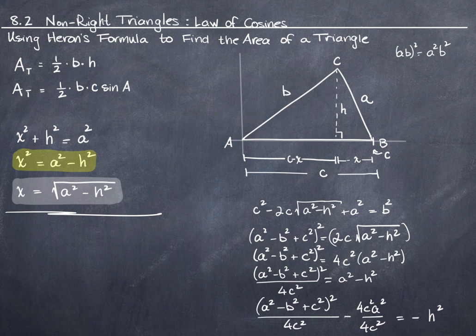So I'll have positive h squared equals negative (a squared minus b squared plus c squared) all squared over 4c squared plus 4c squared a squared all over 4c squared. So I'm going to reverse the order of those terms as well and have positive 4c squared a squared over 4c squared minus (a squared minus b squared plus c squared) all squared, and so on. And at the same time, I can combine those. So I'm going to have 4c squared a squared minus the quantity (a squared minus b squared plus c squared), all squared, and that's all over 4c squared.